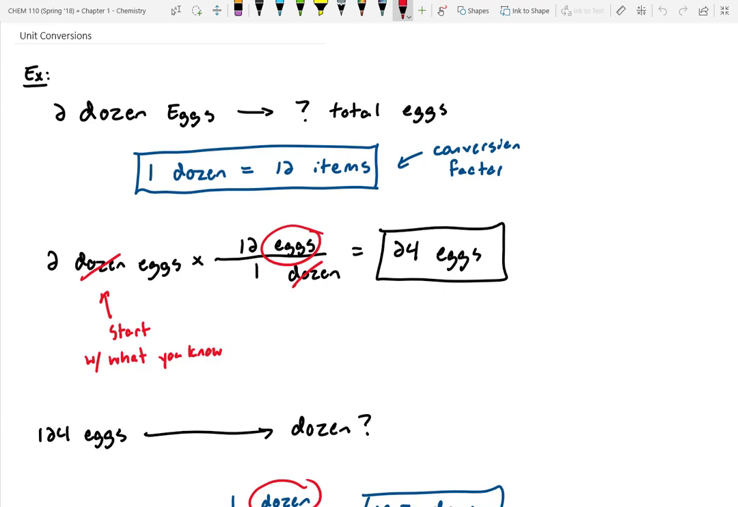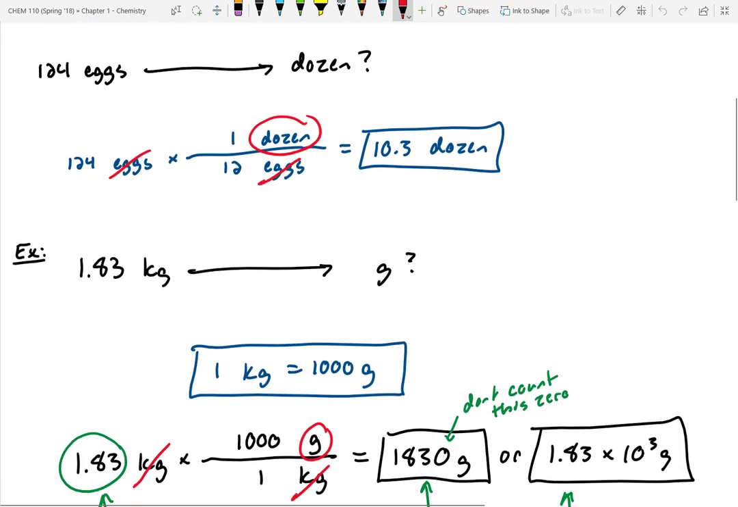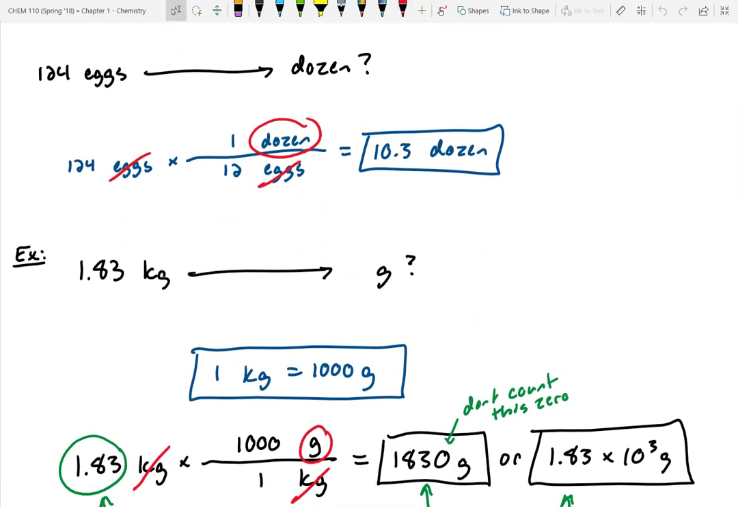So every time I do these, I like to write down my conversion factor. I like to make sure my units cancel, and then I circle my desired unit. So we worked through a few of these. And again, we said the conversion factor can be presented right side up or upside down. It doesn't matter, right? Because it's just a ratio that's supposed to be equal.